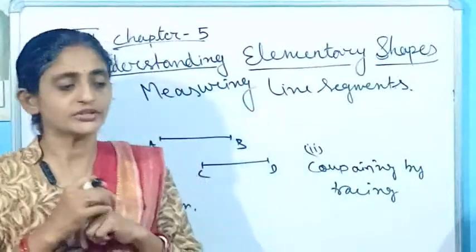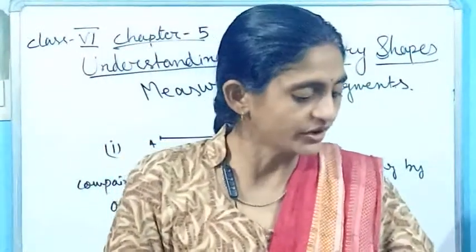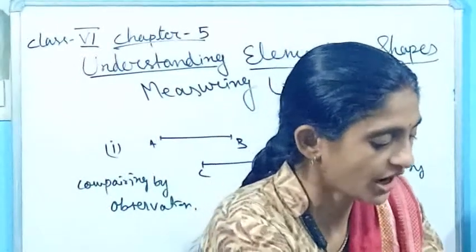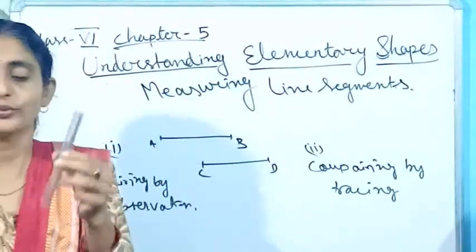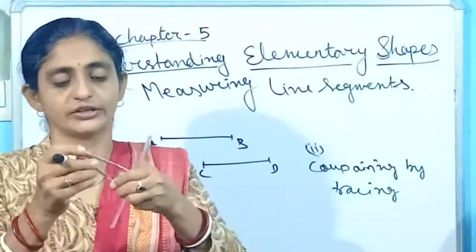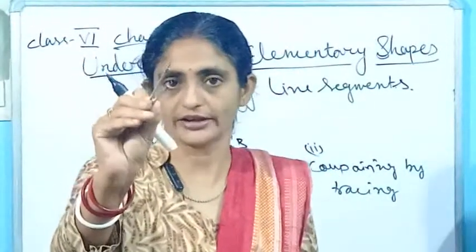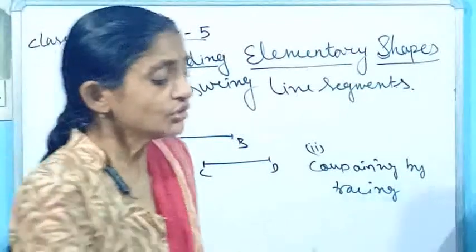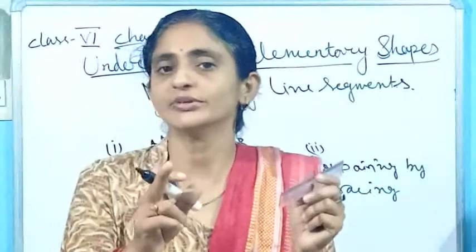The third way: you might have noticed in your geometry box you have one divider and one ruler. I can show you. If I use these two things, I can compare them easily. One is the ruler, that is the scale, and the other is the divider, a two-sided pointer. You cannot attach any pencil here. It has two pointers on its two arms. By using these two, you can compare them, and that comparison will definitely be correct.